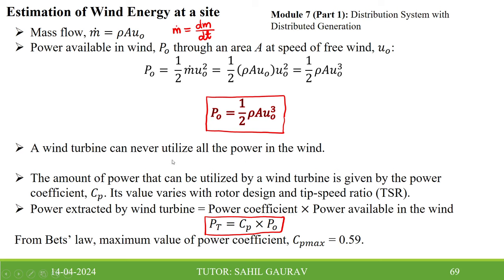Now in the last lecture, we covered the distributed system with distributed natures and some problems from smart grid and automation. You can recap how we estimate the wind energy at a site. First is the power available in the wind, and all the power available in the wind cannot be utilized by the wind turbine, so the power coefficient comes into the picture. PT is equal to Cp into P naught, and P naught is equal to half rho A U naught cubed, where U is the wind speed.